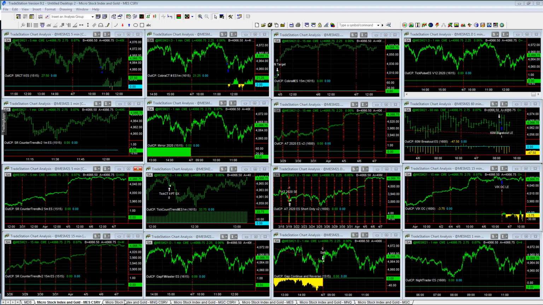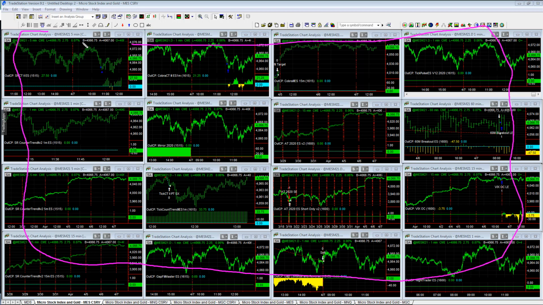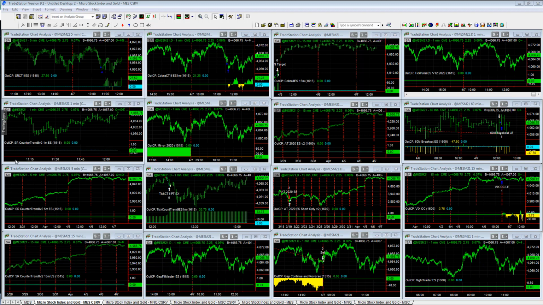There are 27 strategies in this portfolio. You see the names of the workspace: micro stock index and micro gold, MES. So these are all the E-mini micro S&P strategies. There are 16 of these, and as you can see on the screen, there's 16 strategies. They're set up with the MES contracts, and basically in general, the counter trend strategies are more on the left.